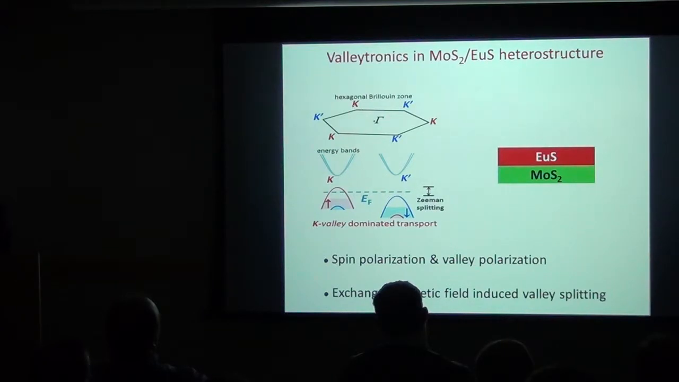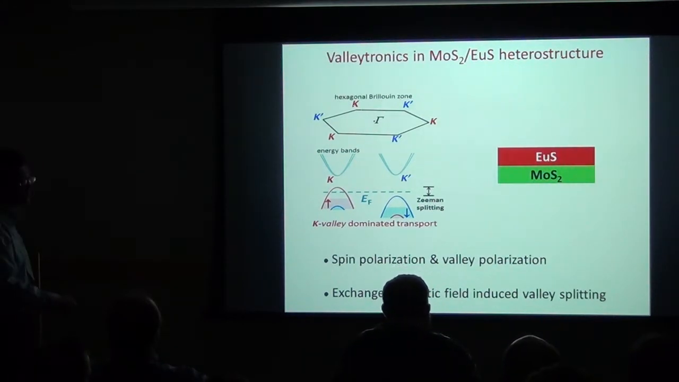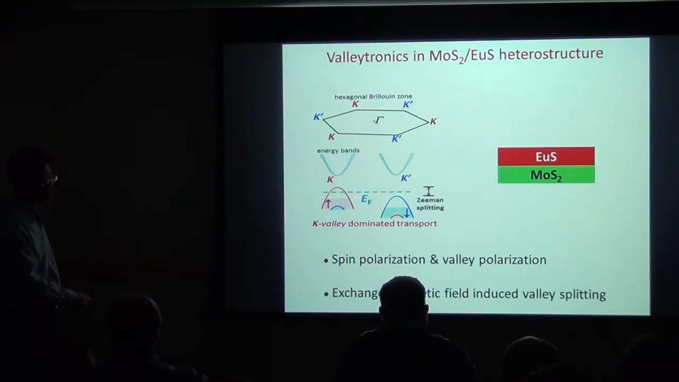A lot of people doing optics have been trying to reach this valleytronics by using circularly polarized light. However, what they create is a non-equilibrium state. It means this polarization only exists when there is circularly polarized light shining onto it. However, in our case, we can create an equilibrium state. As long as the magnetic insulator europium sulfide is ferromagnetic, there will be a valley polarization or valley transport.